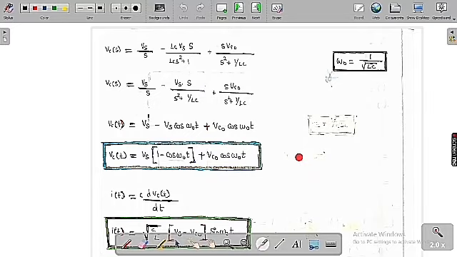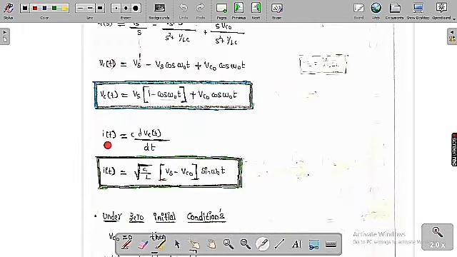So this is the expression of the voltage across the capacitor. Vc of t is equal to Vs into 1 minus cos omega naught t plus Vc naught cos omega naught t, where omega naught is equal to 1 by square root of LC. So if you want to know the current in the circuit, the current I of t is equal to C into dVc of t by dt.